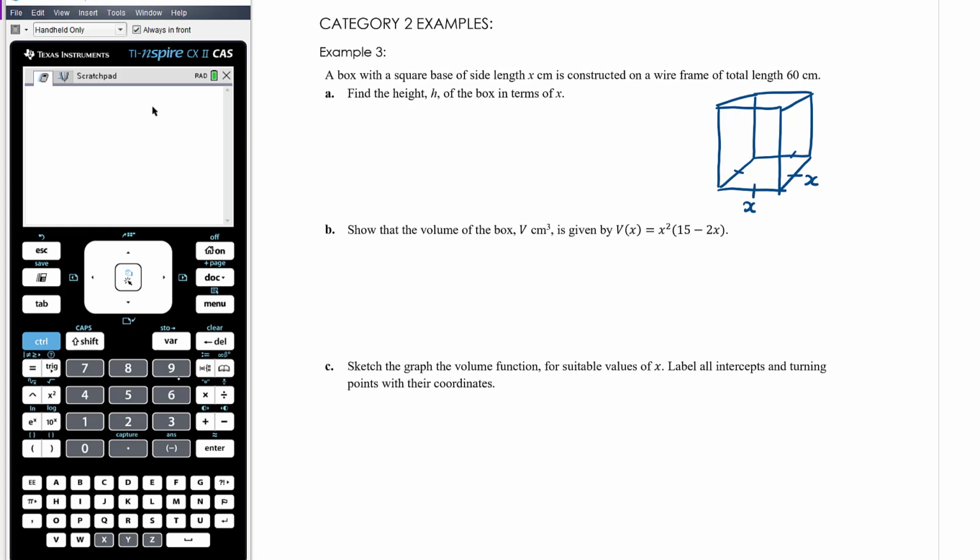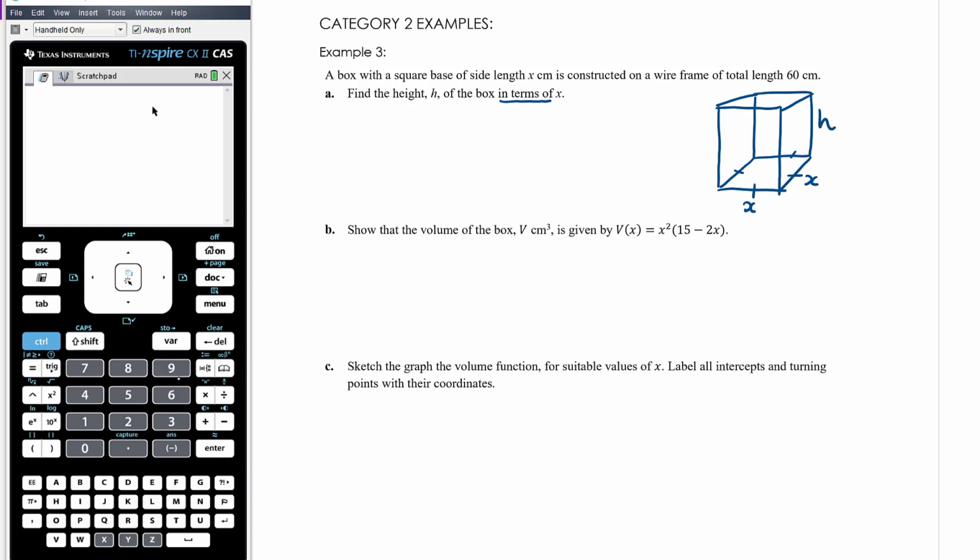So again, this is a phrase we're going to see often. Height in terms of x means h equals, we want to find the height, but it won't be equal to a number, it will be equal to an expression involving x. Okay, so h is the height of the box. So don't assume that you're going to be able to write down h equals. We simply need to find a way to connect h and x in an equation of some sort, and then we can worry about making h the subject of that.